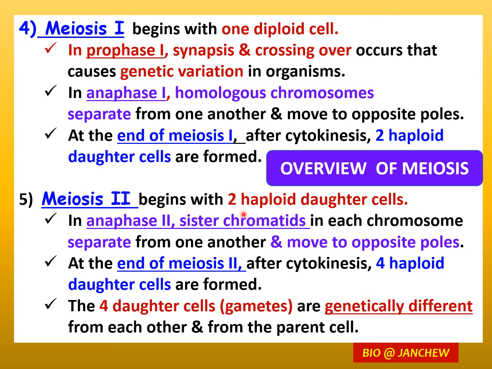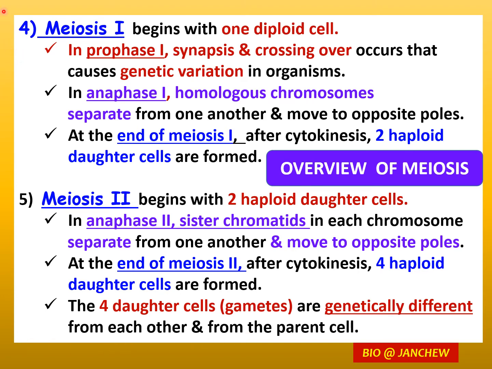But this is the intermediate stage. So in anaphase 2, sister chromatids in each chromosome separate from one another and move to opposite poles. The sister chromatids will separate. And at the end of meiosis 2, 4 haploid daughter cells are formed. The 4 daughter cells, which are the gametes, are genetically different from each other and from the parent cell.